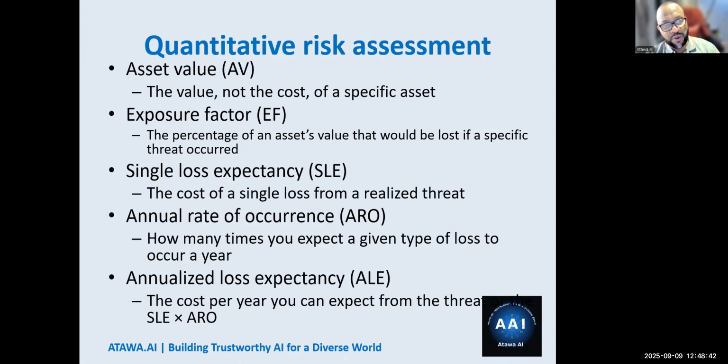But then I need to figure out the annual rate of occurrence. In some certification exams, you need to calculate. They might give you some figures and you need to make that mathematical calculation, but it's good to know the formula. Then the annualized loss expectancy, ALE, will be the cost per year that you expect from that threat, which is the single loss expectancy multiplied by the ARO, right?